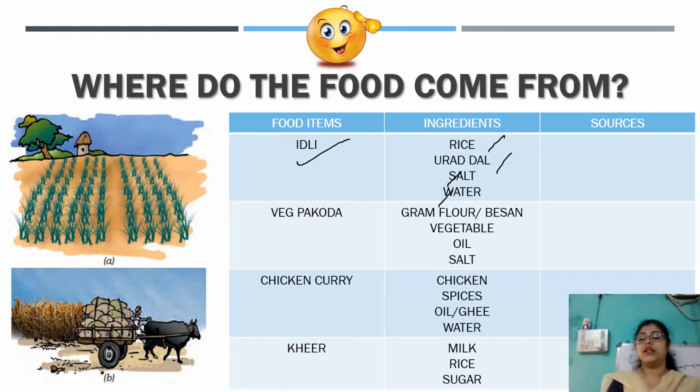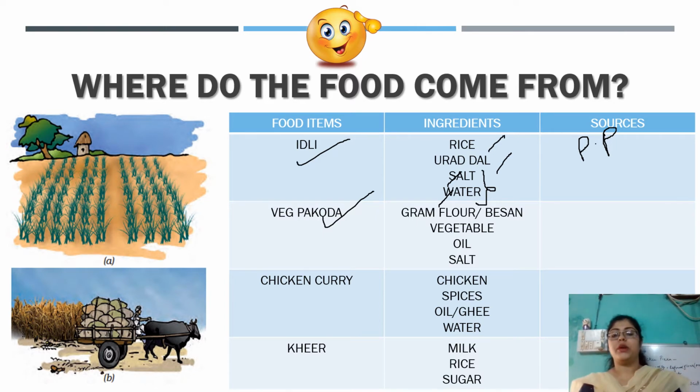These are the plant product, right? We can say plant product, except the salt and water, because these come from the sea. Now next is veg pakoda. In order to make veg pakoda, we need gram flour or besan, vegetable oil, any oil if you want, and salt. So these are again, the majority of it is plant product.